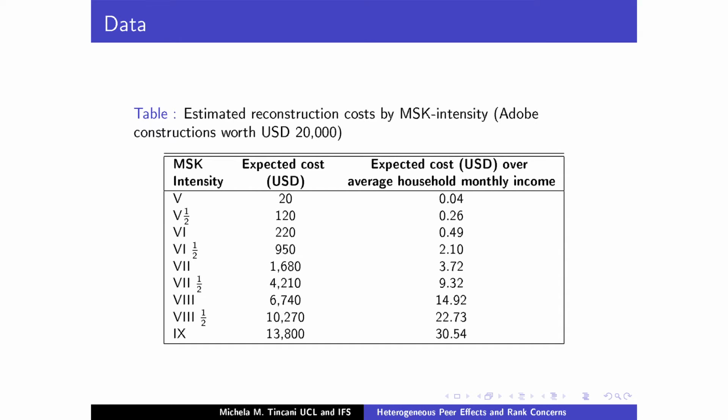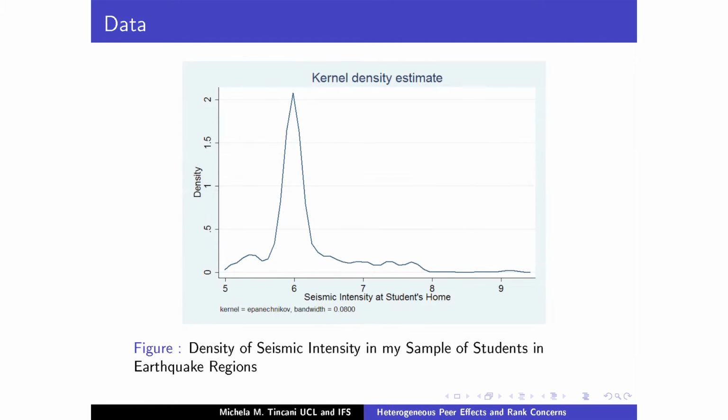And of course, there are very few people who were hit that badly. So if I look at the distribution, the mode is about $220, so about half of household monthly income. So this is the distribution of seismic intensity among the students in my sample.